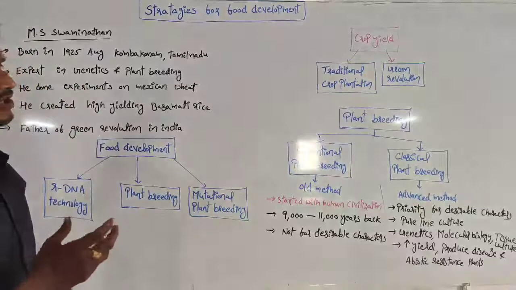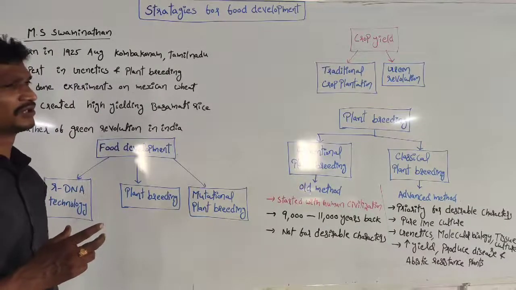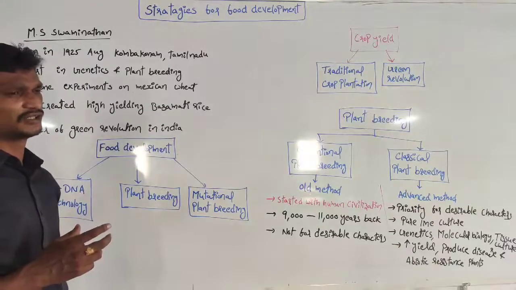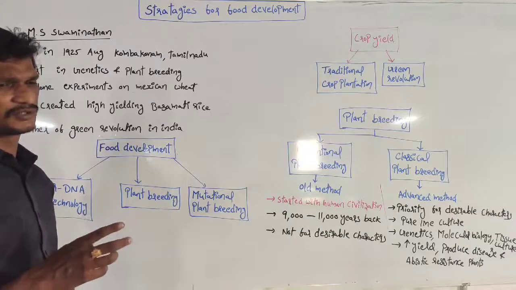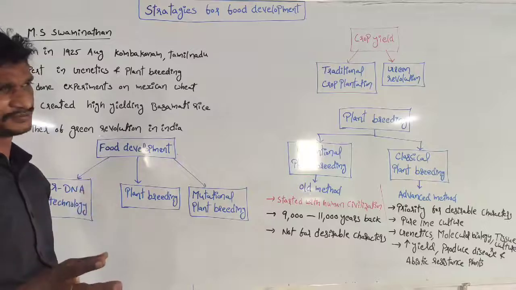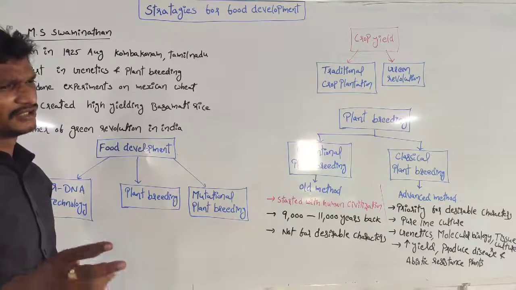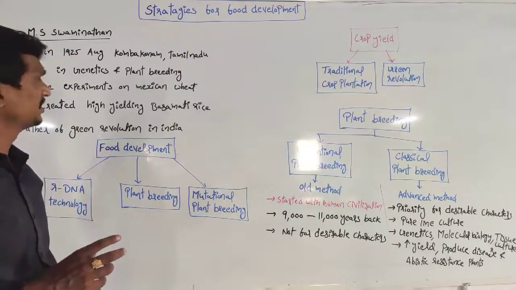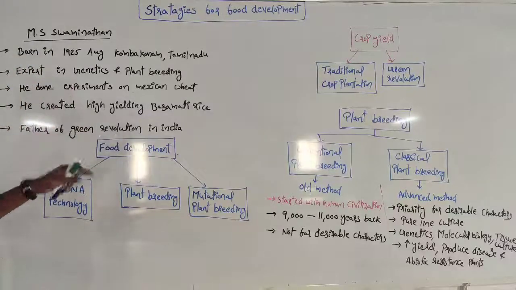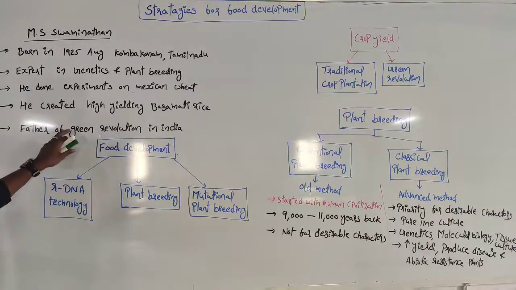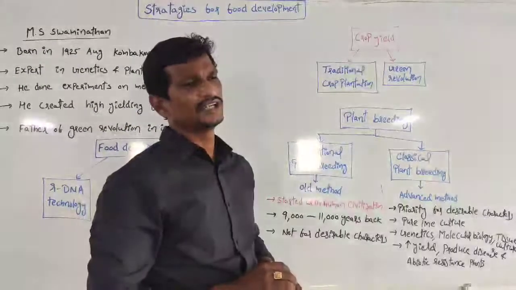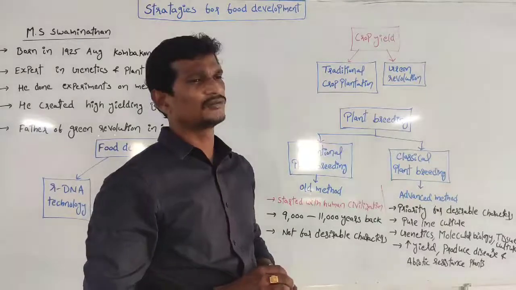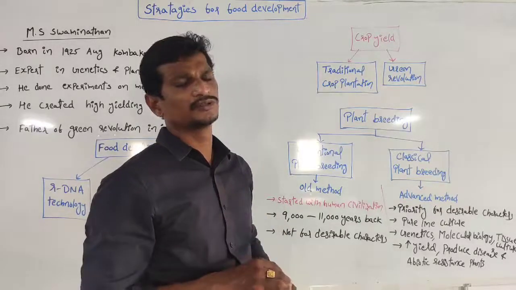Before going to the topic, we have to discuss one of the best scientists. He dedicated his life to plants and crops, especially crop plants and their yield. He is the father of the Green Revolution. We know Norman Borlaug is the scientist who is the father of the Green Revolution to the world.